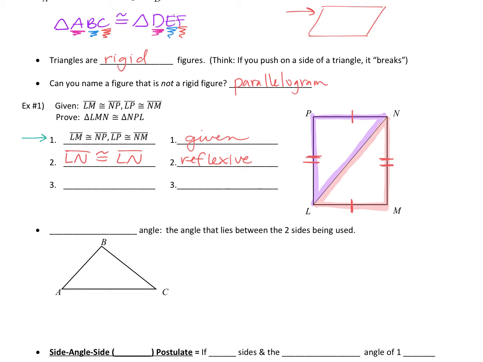So if ever you're like, I don't know, what do I have to do? Look for overlap. Look for places where the angles are the same or the sides are the same in your triangles, okay? Okay, what goes here?